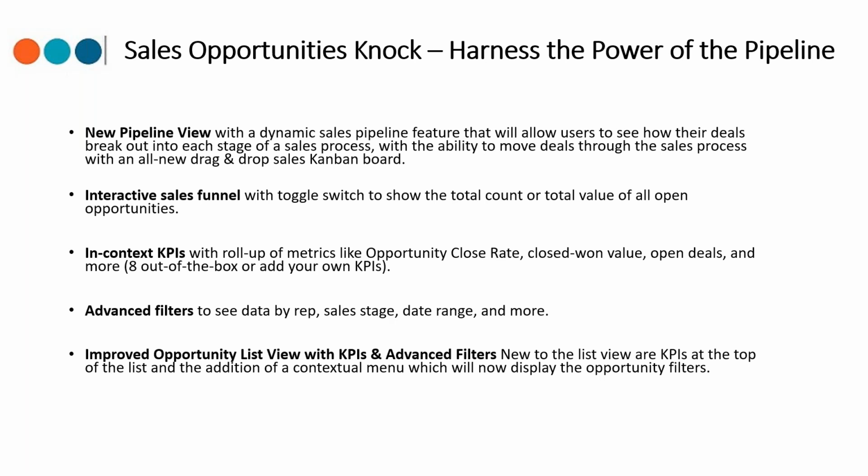There's 8 standard out of the box. There's also a feature that Joyce will show. You can add your own custom KPIs. They've added some filters so that you can narrow down what you're seeing by rep, sales stage, date range, etc. And then the opportunity list view is improved as well with KPIs at the top, and again the filter menu to the side, which will display all the different filters you can use.